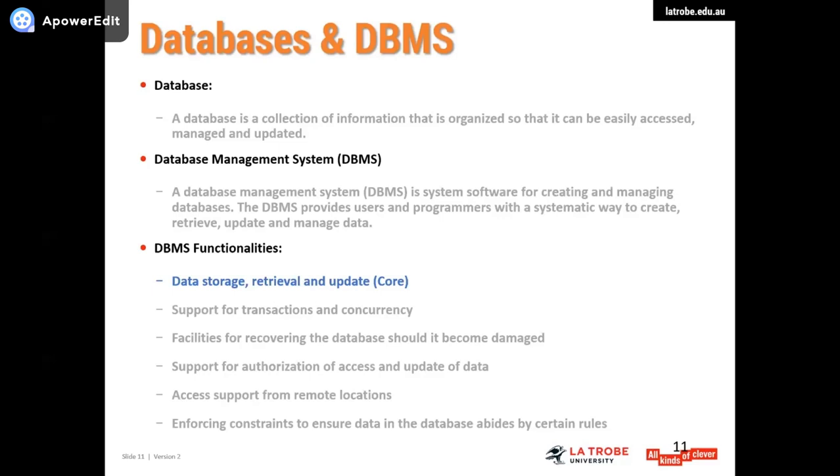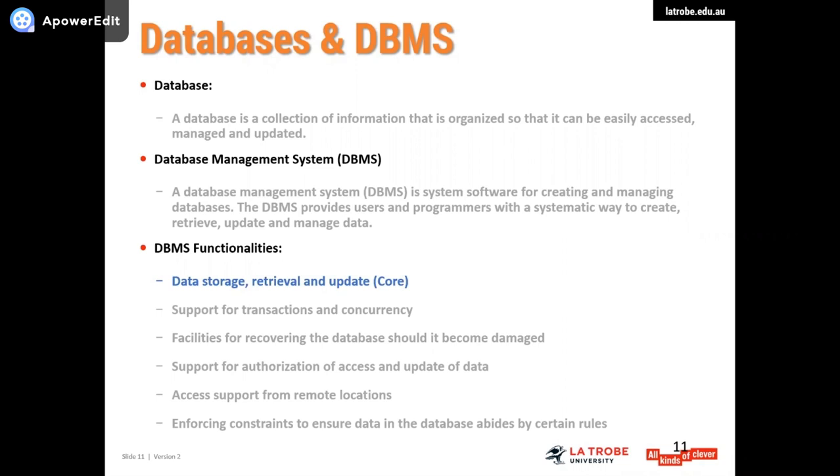Then there is access support for remote locations. As we know, these days data centers and cloud centers are usually located in very rural areas due to the low cost. So how to get access to those remote data centers is also important. Finally, it is to enforce constraints to ensure data in the databases abides by certain rules. We should set up many rules in our database to make sure that data in the databases follows these rules. That's also another fundamental function of the database.